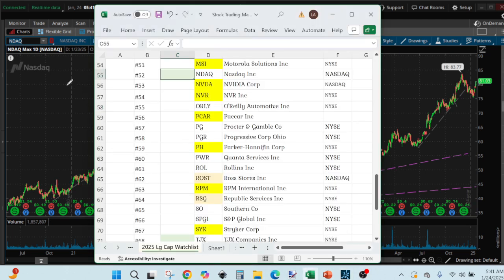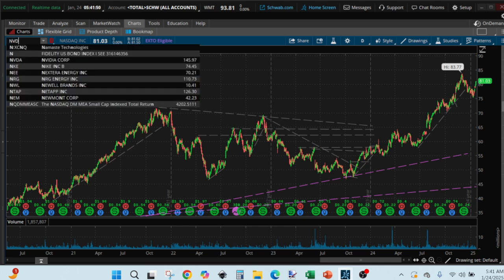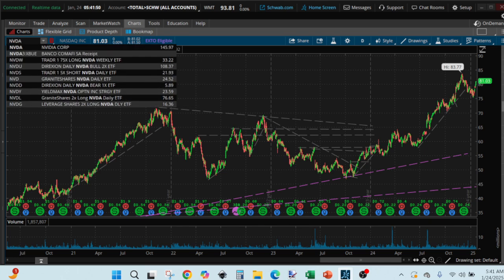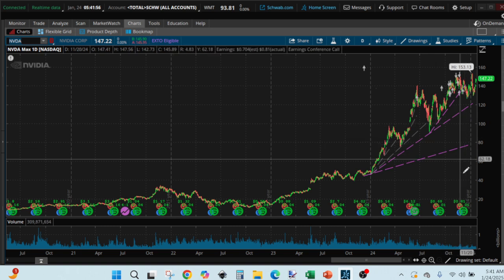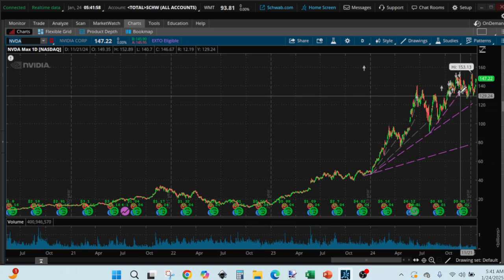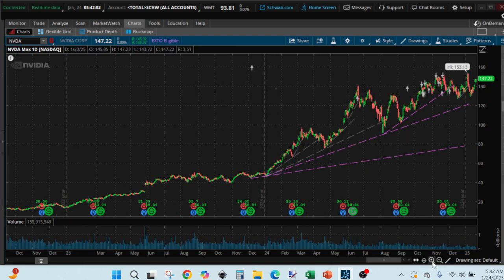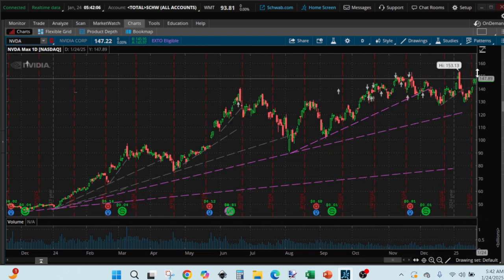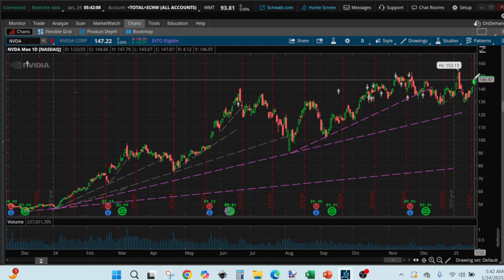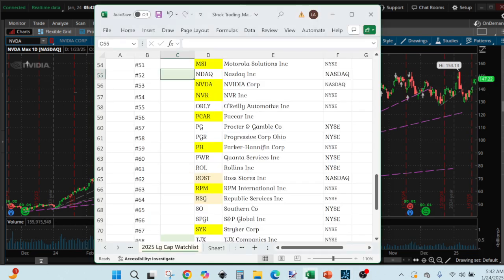The next one is NVDA, and NVDA, we purchased it, we have not sold it yet, and we purchased it somewhere there. The price went up and pulled back and started going up again, and right now the price is higher than where we bought it. So the next one is NVR.